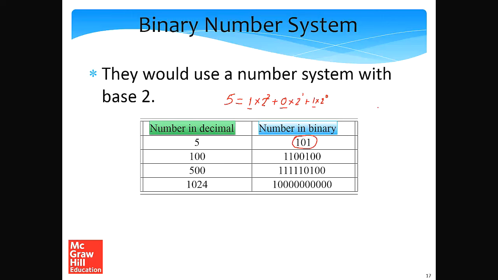So similarly, what would the number 3 be? The number 3 would be 2 to the power 1 plus 2 to the power 0, which can be represented as 11 in, let's say, base 2. We'll use the subscript for the base. This is also called the binary notation, or the base 2 notation.